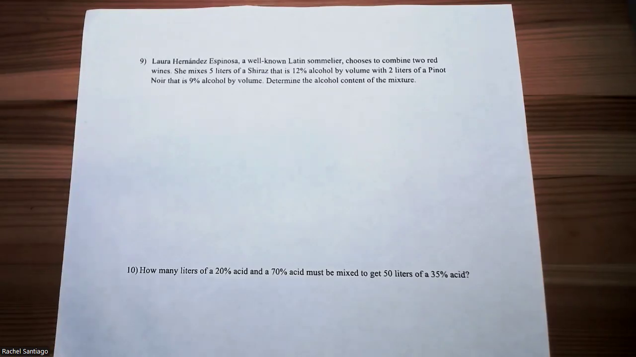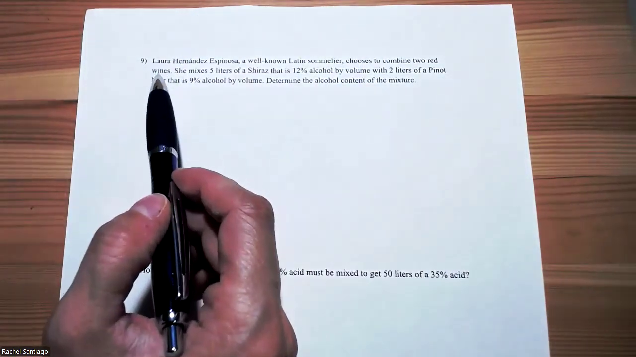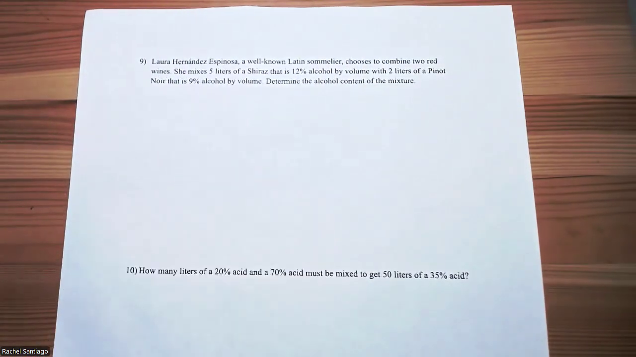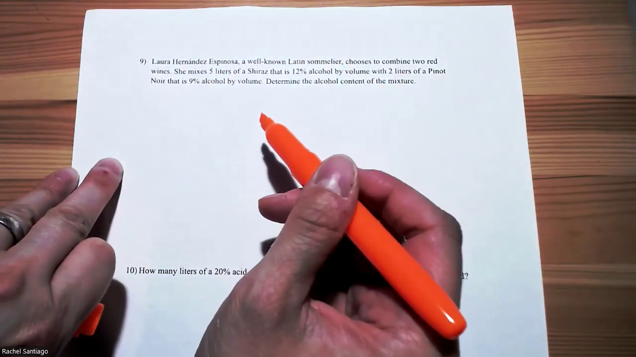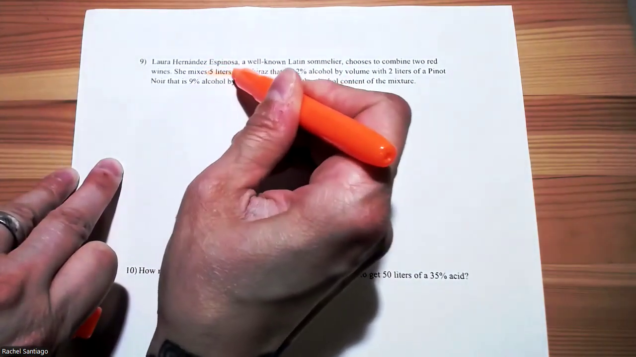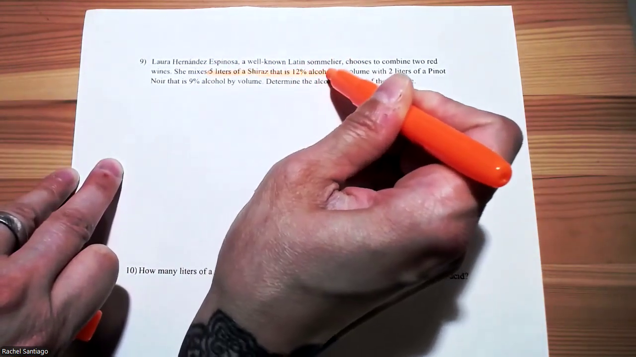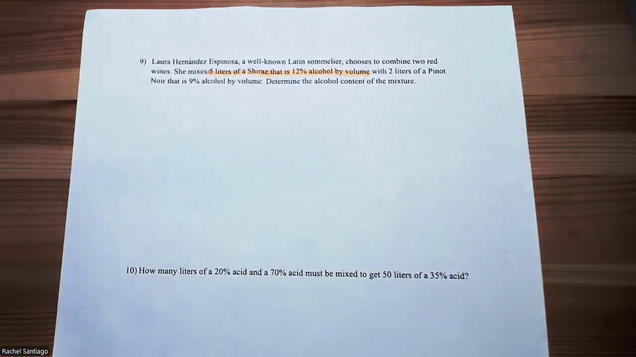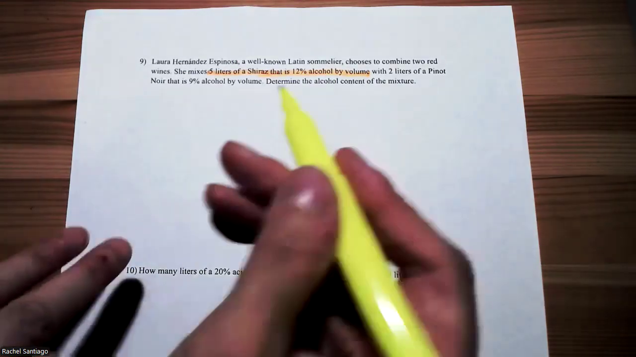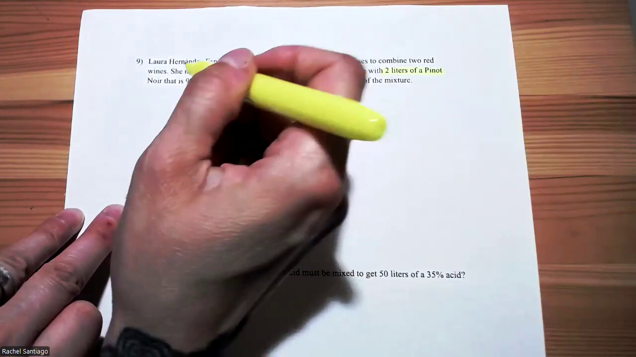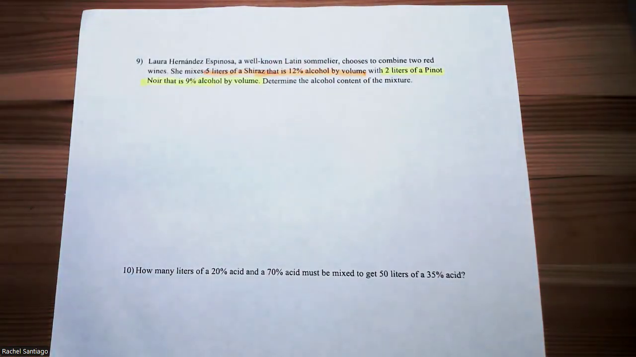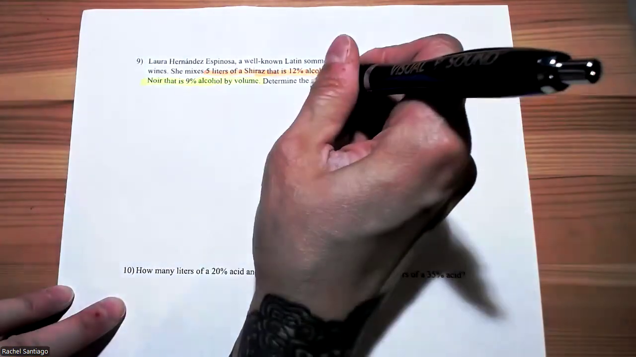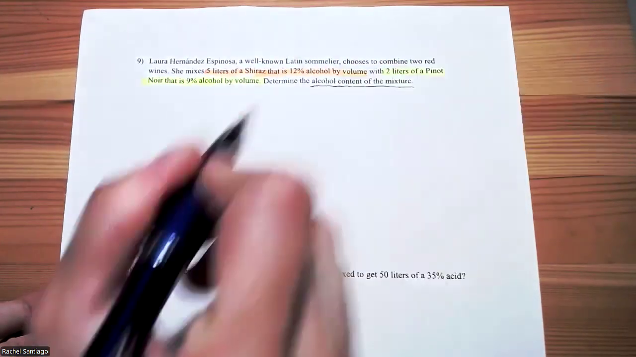Okay, Laura Hernandez Espinosa, a well-known Latin sommelier, chooses to combine two red wines. She mixes 5 liters of a Shiraz. I'm going to go right ahead and highlight, because this is information that goes together. So she mixes 5 liters of a Shiraz that is 12% alcohol by volume, with 2 liters of a Pinot Noir that is 9% alcohol by volume. That's a lot of information. So the last thing we have to do is determine the alcohol content of the mixture.